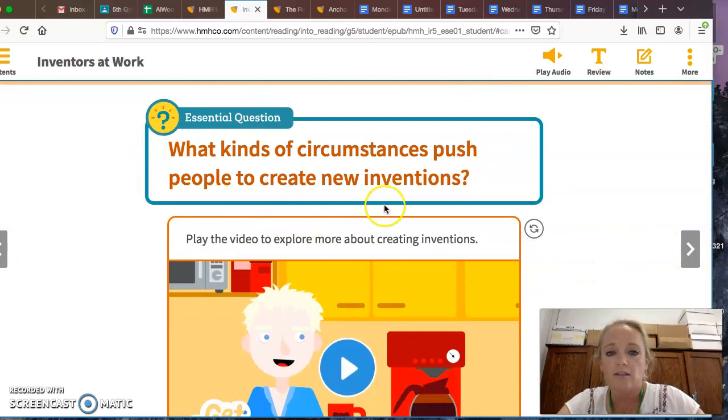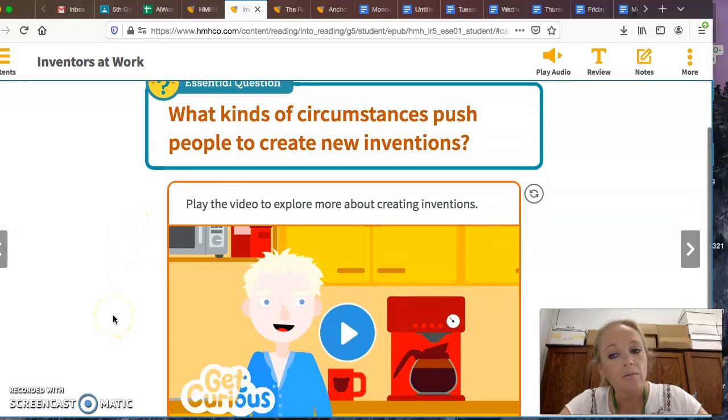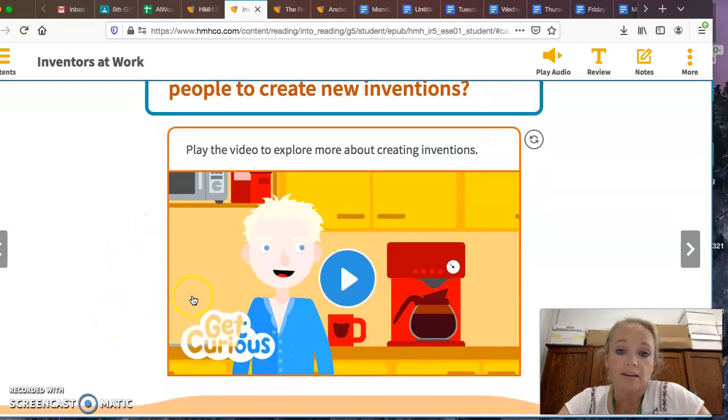Our essential question is for the whole module. So everything we read for the next few weeks is going to come back to this question. What kinds of circumstances push people to create new inventions? So what is it that happens? I'm going to give you a second to click pause and think about what happens that makes people create something new. And you may have said that they just want to get rich, so they think it's something entertaining, or maybe they see a problem and they want to figure out a better way to solve it for people.